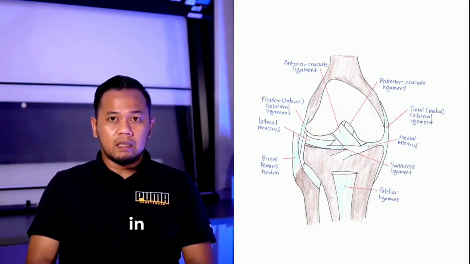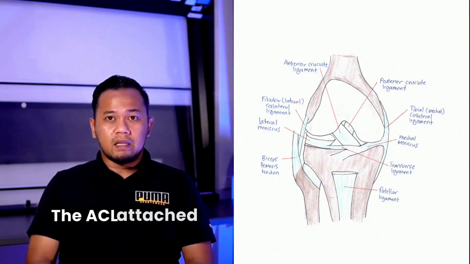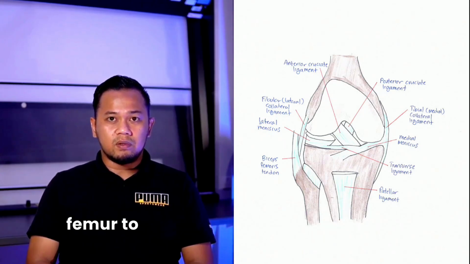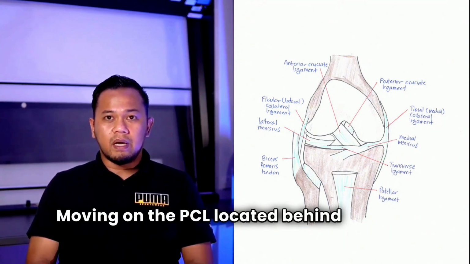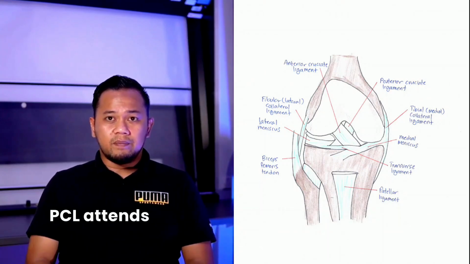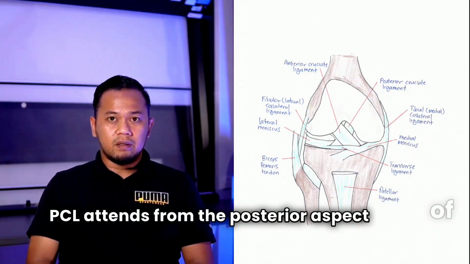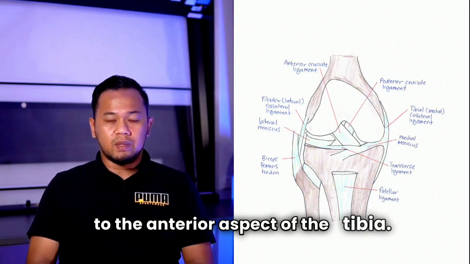Running diagonally in the middle of the knee, the ACL attaches from the posterior aspect of the femur to the anterior aspect of the tibia. Moving on to the PCL, located behind the ACL, the PCL attaches from the posterior aspect of the femur to the anterior aspect of the tibia.